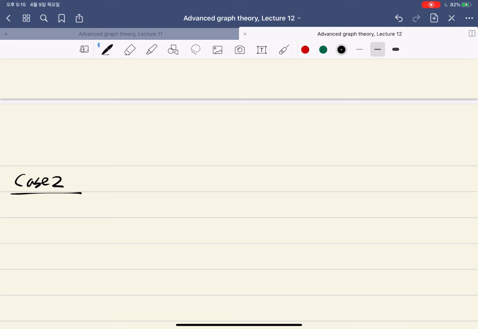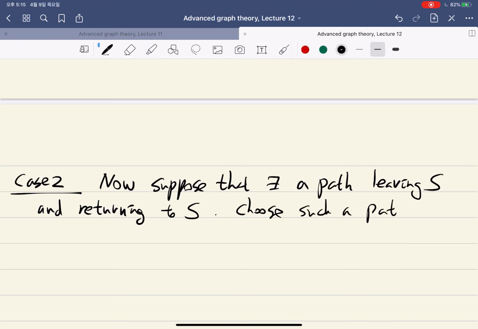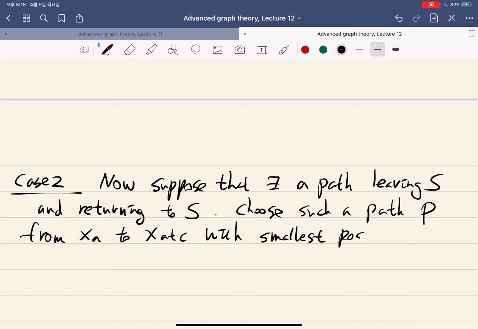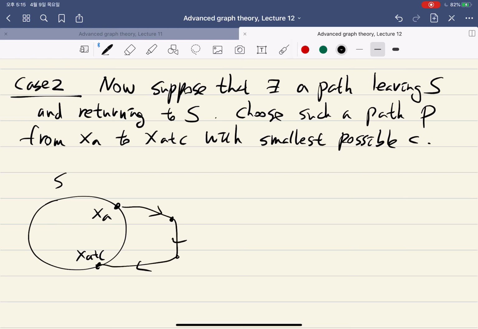So case 2. Now suppose that there exists a path leaving S and returning to S. We choose such a path P from x_a to x_{a+c} with smallest possible c. So we have S, we have x_a, we have x_{a+c}, we have this, let's say this is B.